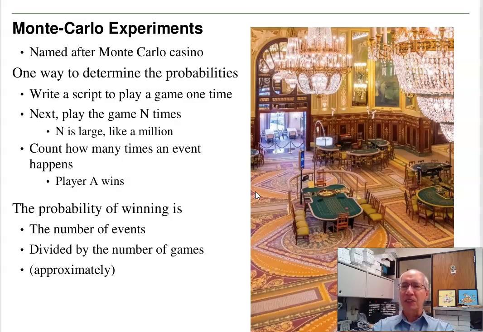Let's get back to the topic of this lecture, Monte Carlo experiments. Now, a Monte Carlo experiment is named after the Monte Carlo casino in Monaco. It's one way to determine probabilities. The idea is if I want to know the probability of an event, write a Matlab program to play that game one time. Once I can play the game one time, repeat, like 1,000,000 times, and then count. How many times does the event happen in 1,000,000 rolls? With that, the probability of the event is roughly the number of successes divided by the number of rolls.